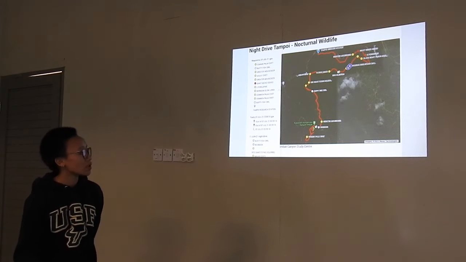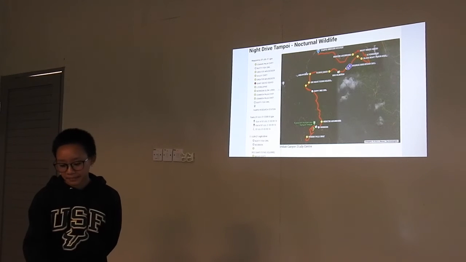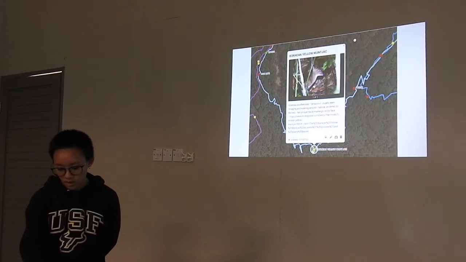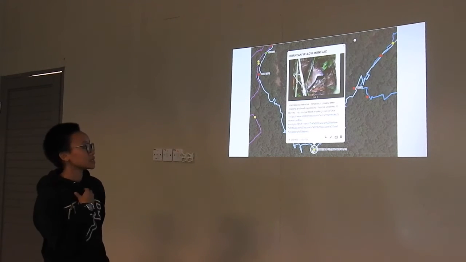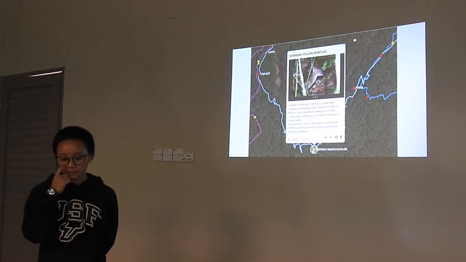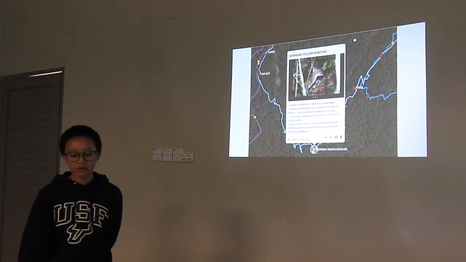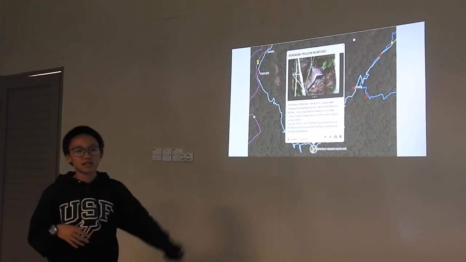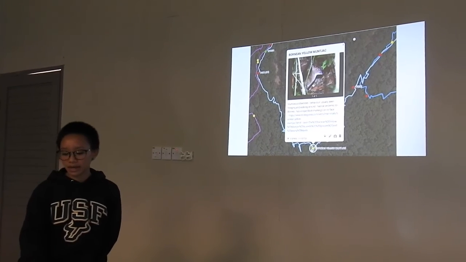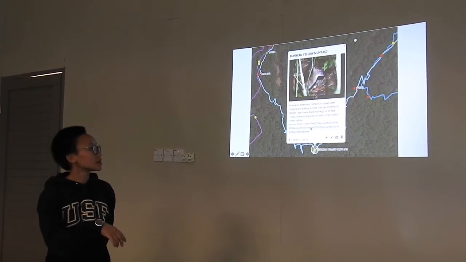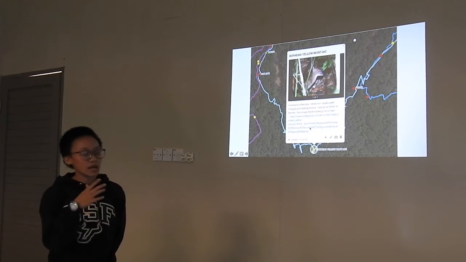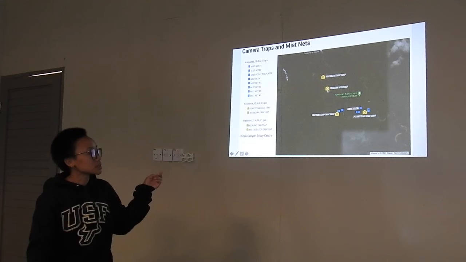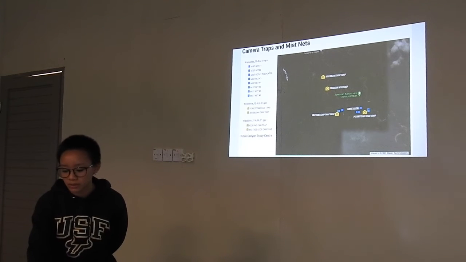And this is the big tree loop trail, and night drive to Tampoy, and the camera traps and mist nets. And this is the example of the description and just further information on the observations. So users, if they open the link, they can click the points and then they can read on these animals that are there. And I also provided a link that has more information on this animal. And I plan to do that for the camera traps and the mist nets as well, just to include in my report.